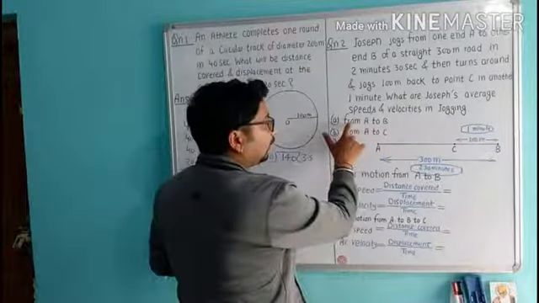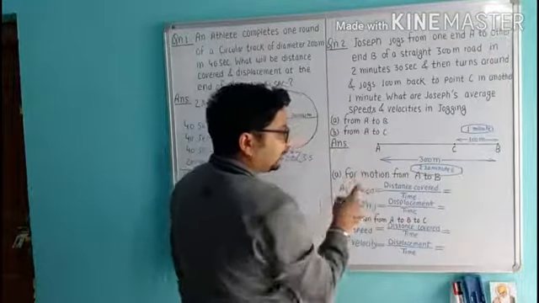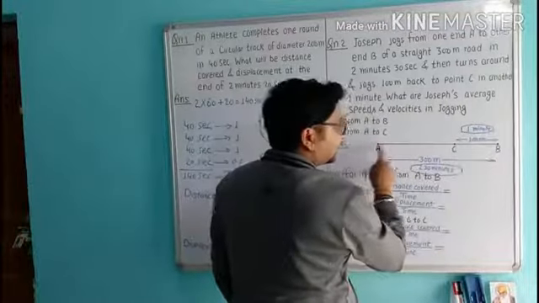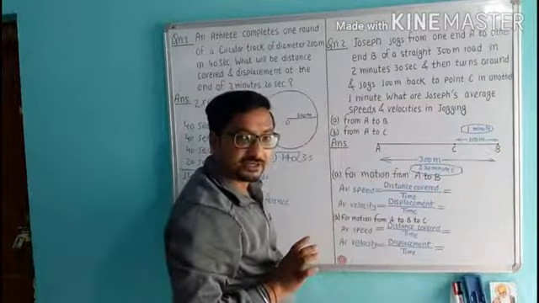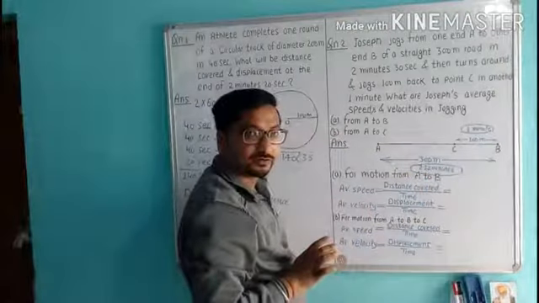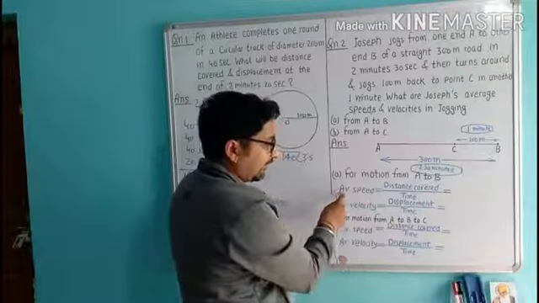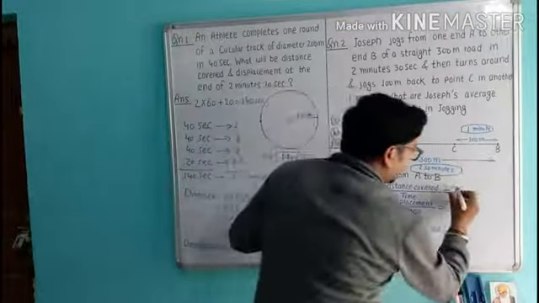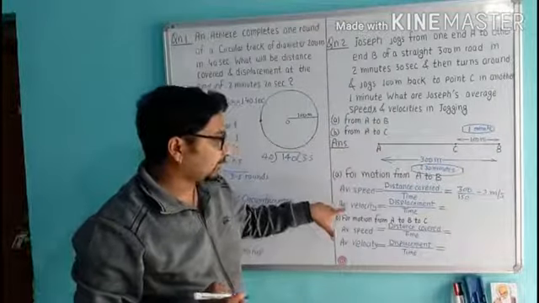Now first part, for motion from A to B. In a straight road from A to B, distance will be 300 meter. Time taken will be 2 minutes 30 seconds, which means 2 into 60 plus 30, 150 seconds. So average speed will be distance upon time. Distance is 300 meter and time taken is 150 seconds. That means 2 meter per second will be the average speed.